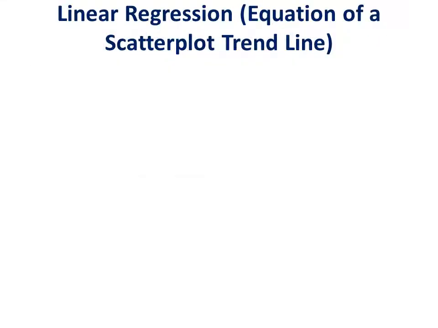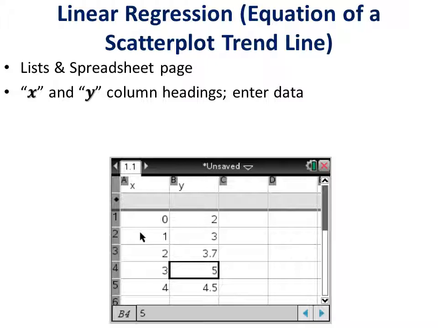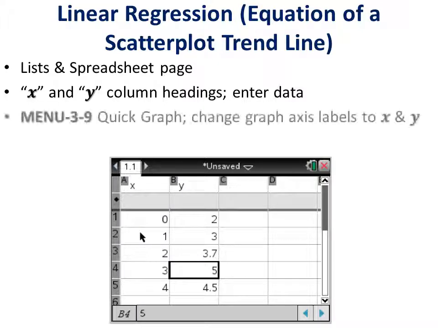Linear regression is when the calculator is going to find the equation of a trend line for a scatterplot. So you want to start off with a list and spreadsheet page. This is going to be option 4 from the main menu. This is like the table that you're going to enter. First thing you want to do is make sure that you put x and y into the column headings at the top of the table as you see on the screen here. After that, go down to row 1, put in your xy pair, go to row 2, put in the next xy pair, and so on for as much data as you have.